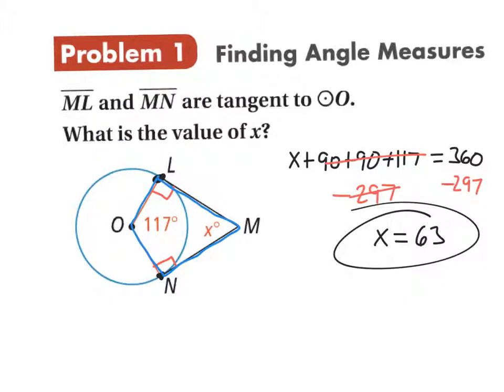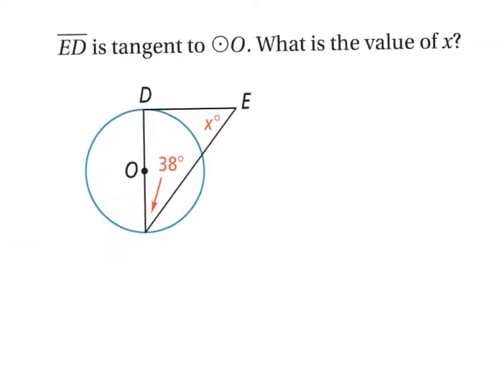Okay, so then let's go ahead and do the next example. The next example, we're not dealing with a quadrilateral anymore. We're now dealing with a triangle. So then rather than adding up to 360, what's this one going to add up to? 180. But we still have that tangent segment. DE is tangent to our circle.